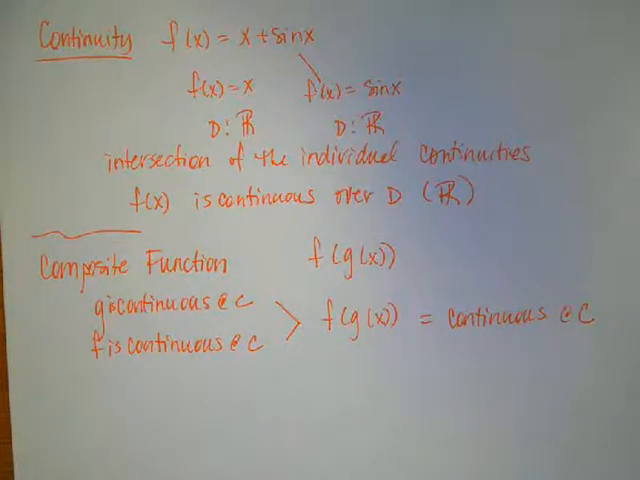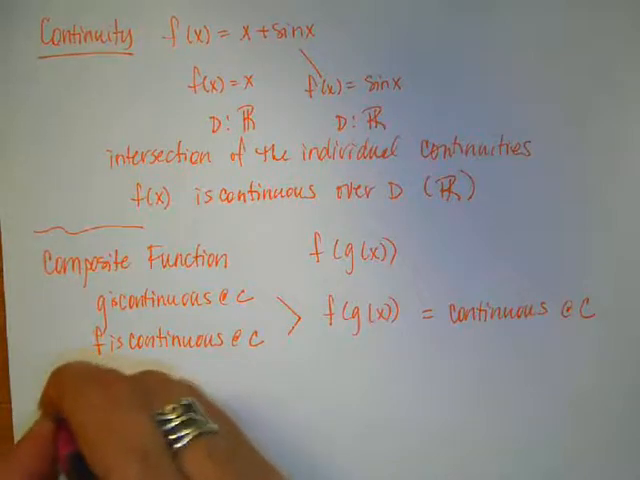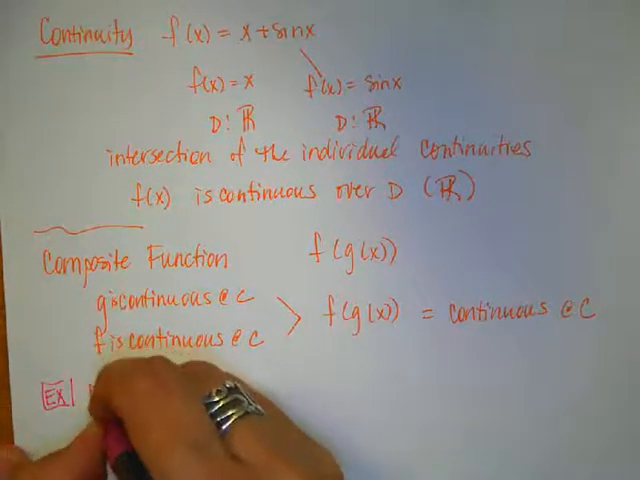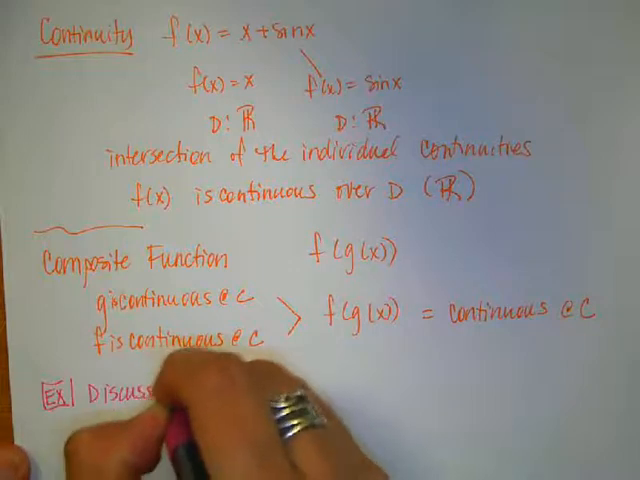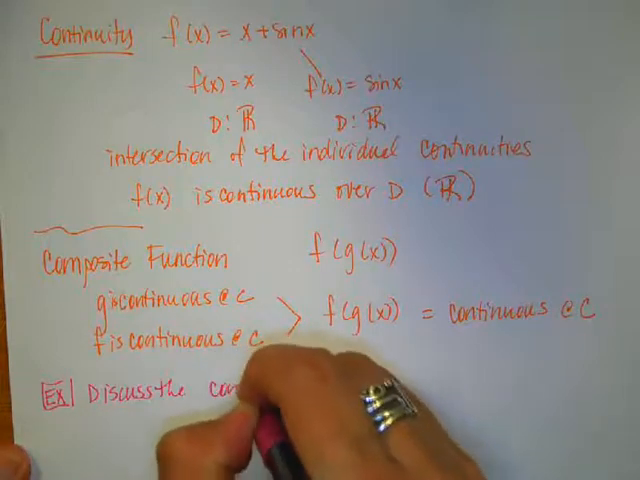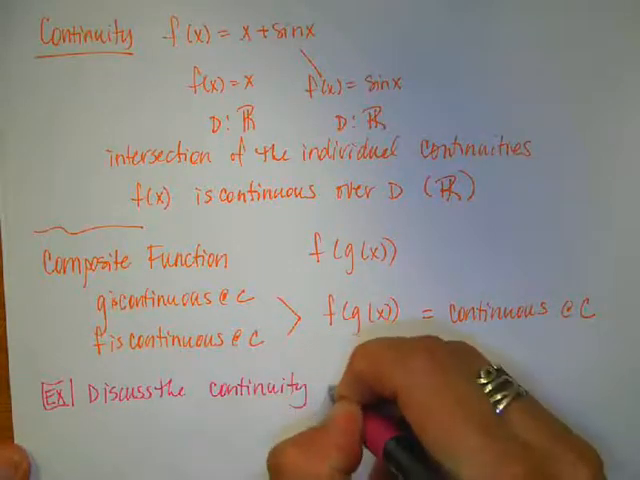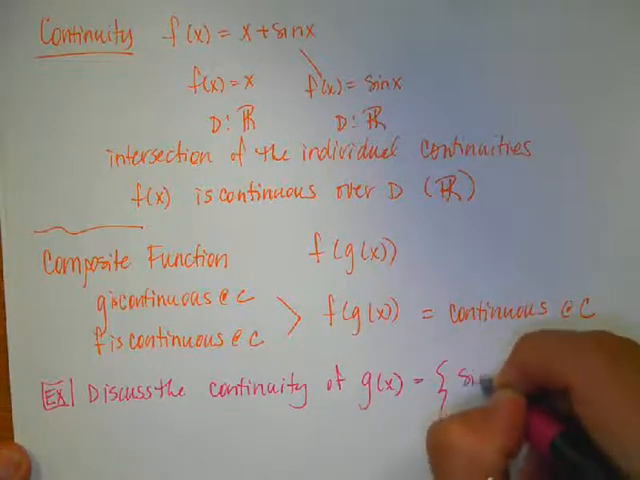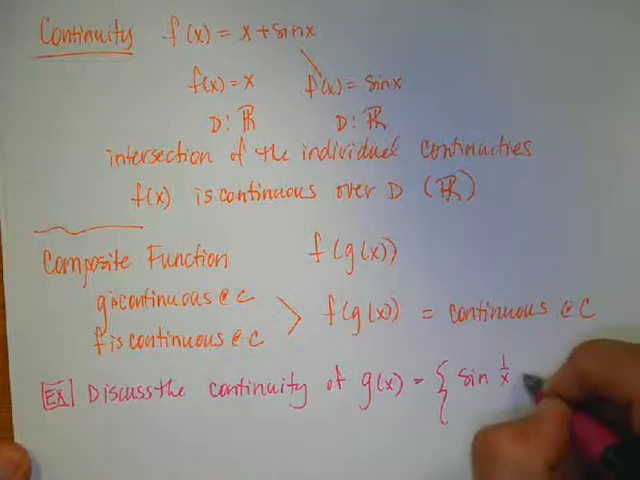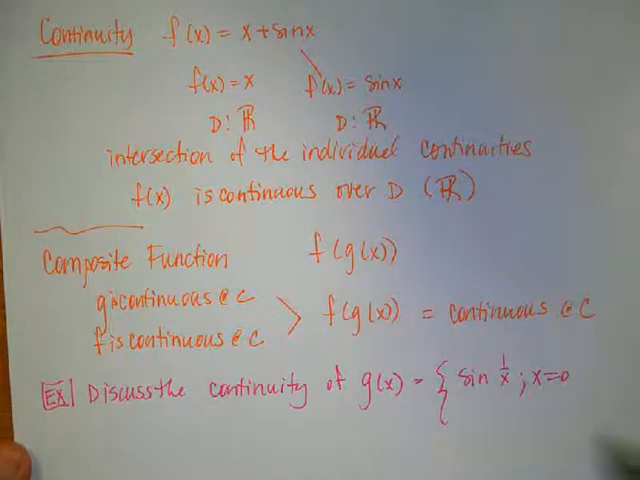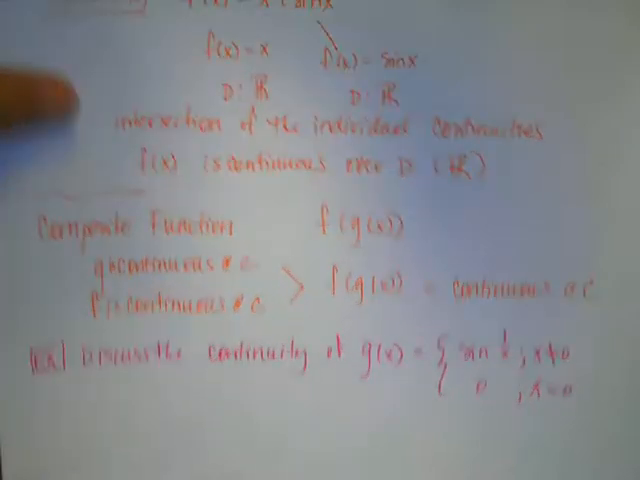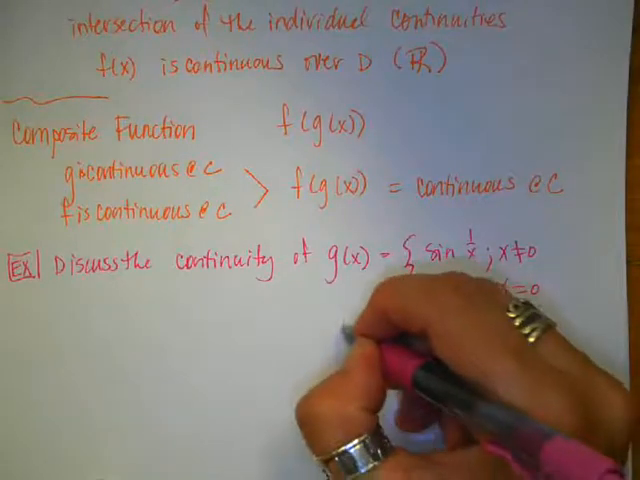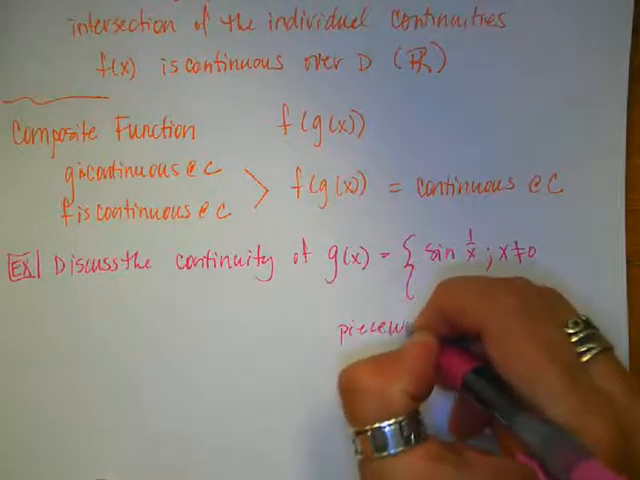And we are going to discuss the continuity of a piecewise function. This is going to be the sine of 1 over x when x can't equal 0, and 0 when x does equal 0. Alrighty? So we're going to discuss the continuity, and remember this is called a piecewise function. And I know you know that because we've been together for 3 years.